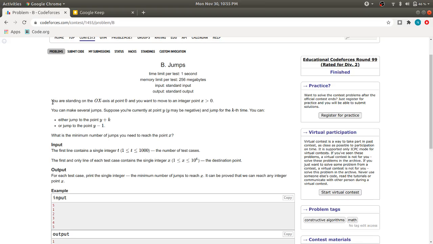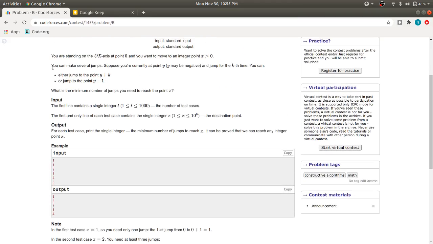So the problem says that we are standing at position 0 on the x-axis and we can make several jumps so that we can reach position x. Okay, so we will be given position x, and we can make several jumps to reach it. There is a rule to make a jump.